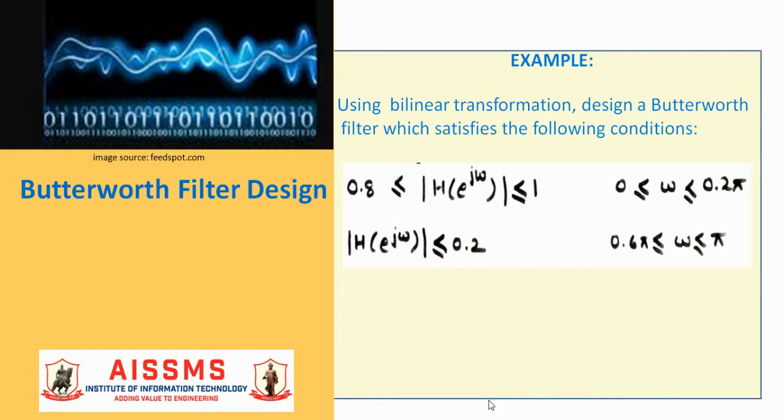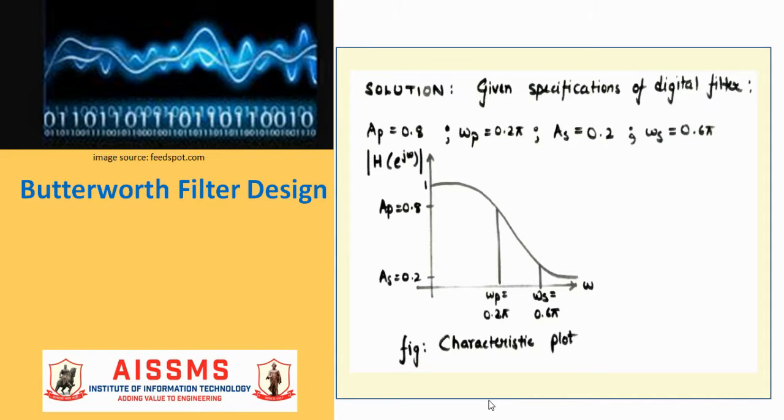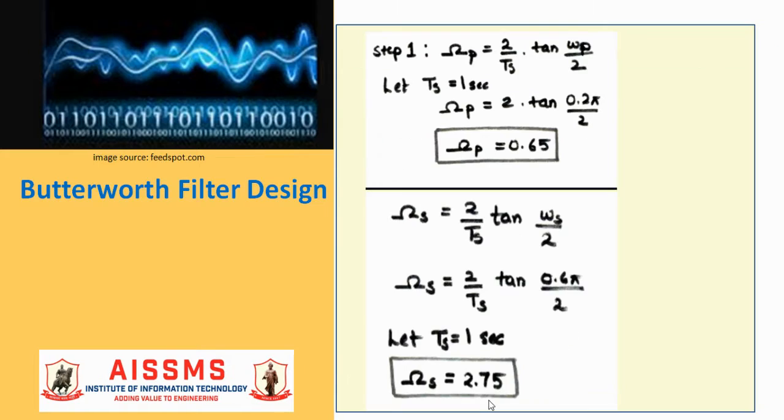So the very first thing is, from the given specifications, we have to identify Ap, the attenuation in the passband, which is 0.8. Ωp, the passband frequency of the digital filter, is 0.2π. As, the attenuation in the stopband, is 0.2, and Ωs, the stopband frequency of the digital filter, is 0.6π. As you see, here is the characteristic plot for the given specification.